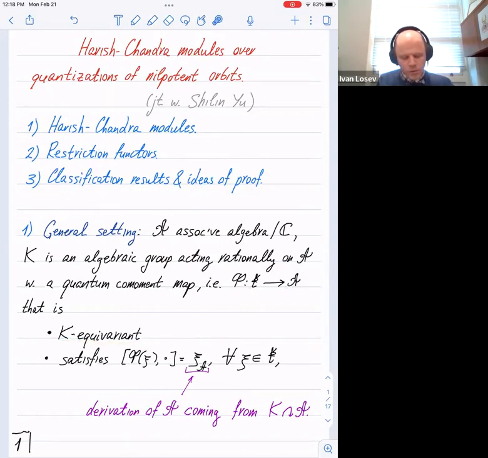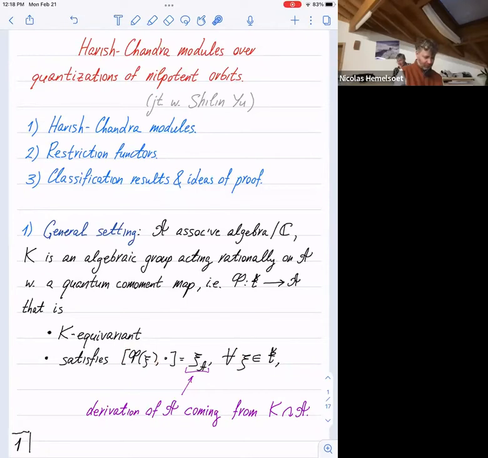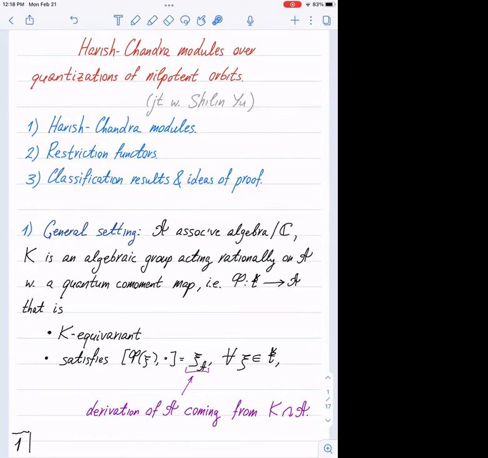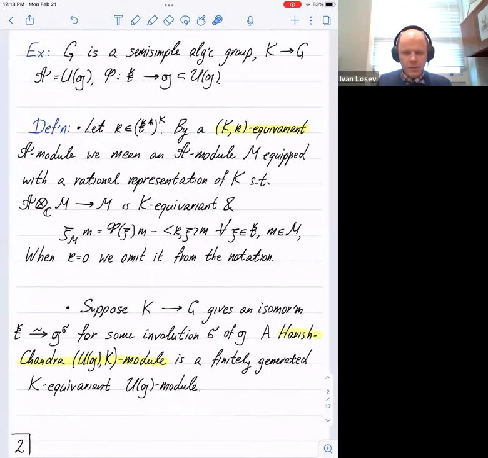And I want it to satisfy the following condition. On the left-hand side, I just have the bracket with the image of xi, where xi is an element of the Lie algebra of K. And on the right-hand side, I have the derivation of my algebra, which comes from the action of the group K. Rationally, so I can in particular differentiate the action.